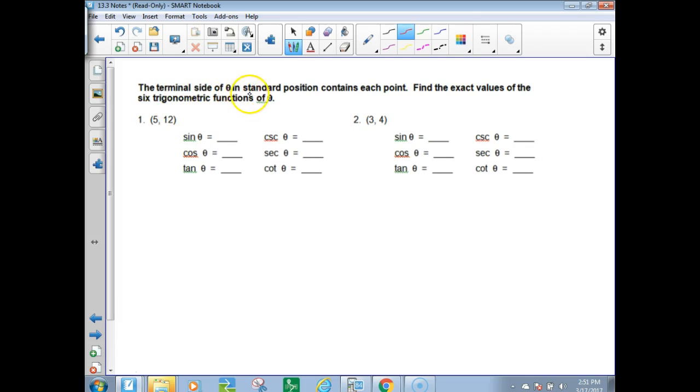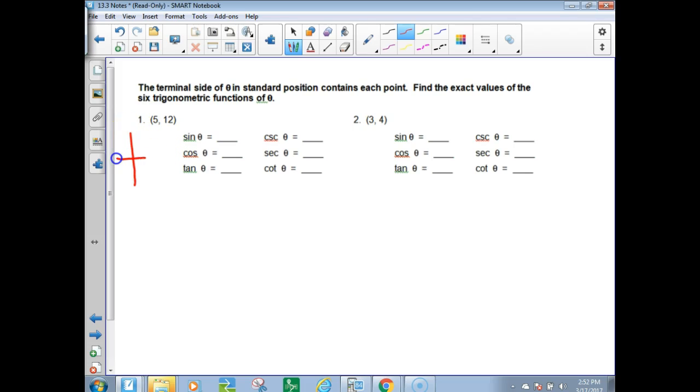The terminal side of theta in standard position contains the point. You want to find the exact values of the 6 trigonometric functions of theta. I know you laugh at me the way I say that. Oh, it's a pretty cool word, trigonometric. We are having the point 5, 12. What quadrant would 5, 12 be in? If you think about plotting that point, yes, it'd be quadrant 1.